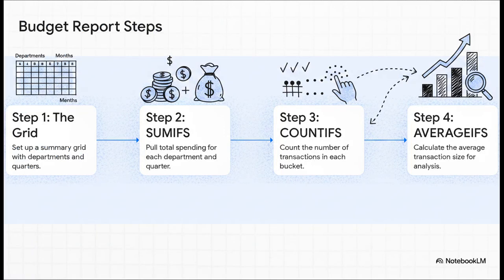Let's walk through building a quick budget report. First, you just set up a simple grid. Departments down the side, months across the top. Then, you use SUMIFS to pull the total spending for each specific little bucket. Next, you use COUNTIFS to see the number of transactions that happened in that same bucket. And finally, you can use AVERAGEIFS, which works just like SUMIFS, to figure out the average transaction size. In just a few steps, these functions work together to create a fully automated and super insightful report.